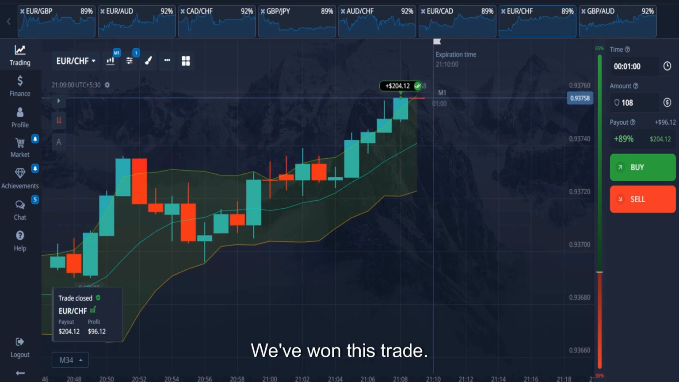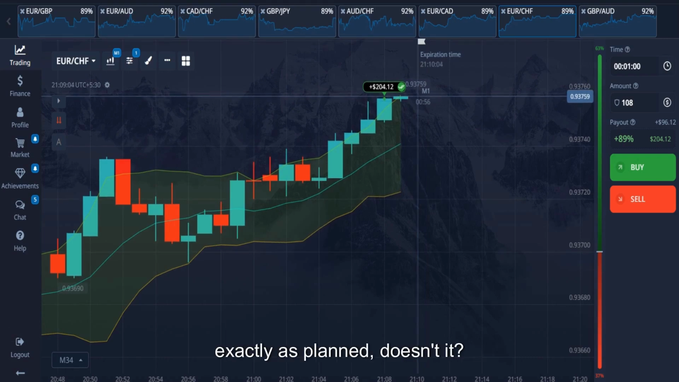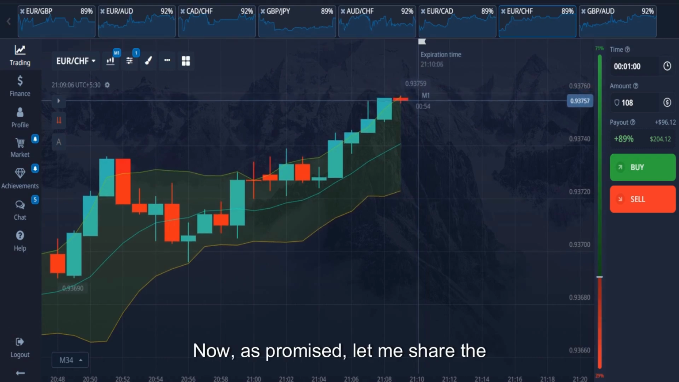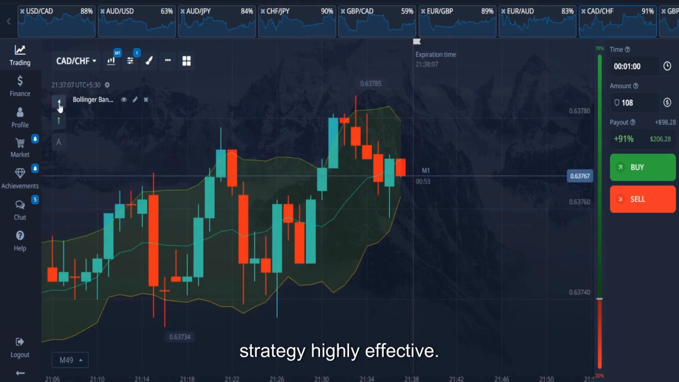We've won this trade. It feels amazing when a strategy works exactly as planned, doesn't it? Now, as promised, let me share the Bollinger Band settings that make this strategy highly effective.